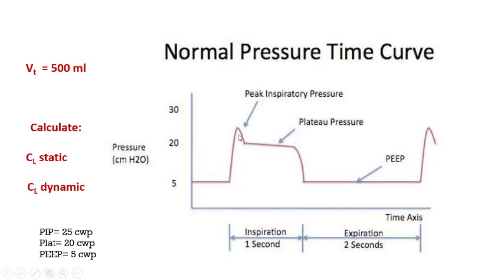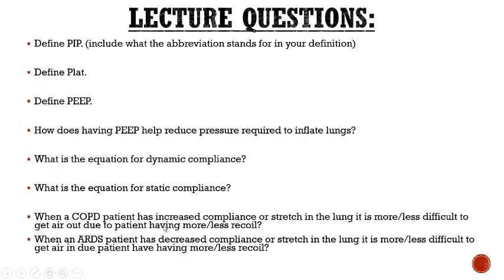Same thing with your pressure time curve here. You have a peak pressure, plateau pressure, down to your PEEP. These are your lecture questions. When you're defining the PIP and the PLAT and the PEEP, make sure you write out what they stand for. So PIP is peak inspiratory pressure, and then really try to define it in your own words.